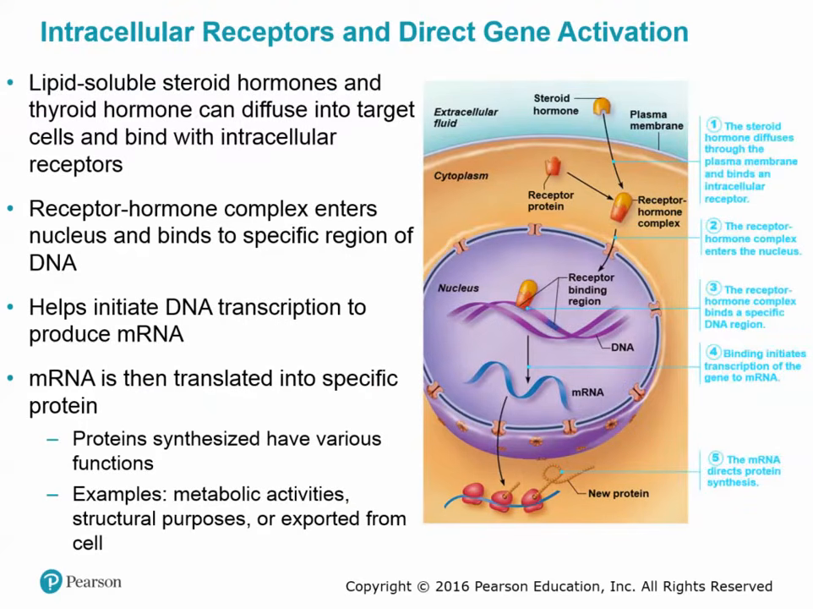Now, the second class, we said the lipid-soluble steroid hormones and thyroid hormones, because they're lipid-soluble and the membrane is also composed of lipids, right? So like dissolves like. So lipid-soluble hormones will be able to pass directly through that lipid bilayer in the membrane. Once it passes through the plasma membrane, it can bind to an intracellular receptor. So it can also help to bind to specific regions of DNA for transcription and protein synthesis.